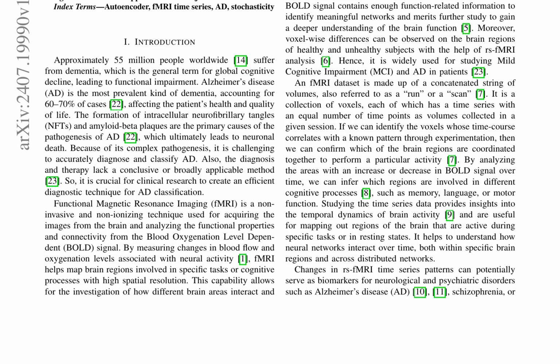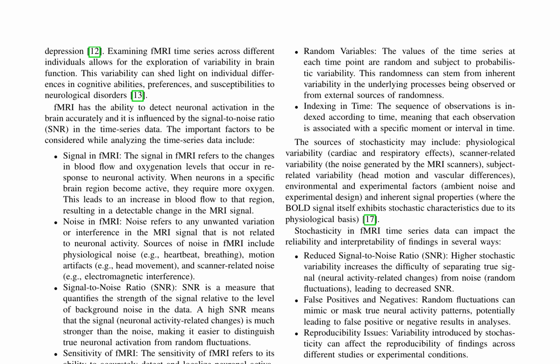The methodology is applied on fMRI time series of 50 healthy individuals and 50 subjects with AD, obtained from the ADNI database. The study aims to create an efficient diagnostic technique for AD classification by analyzing the structural disparities in fMRI time series of the default mode network, DMN.